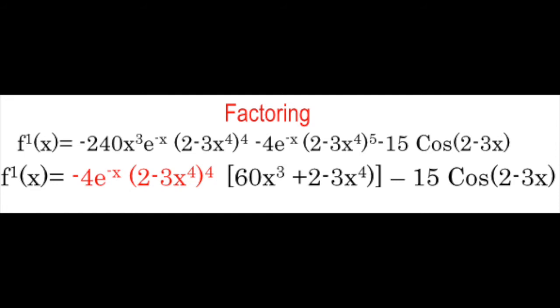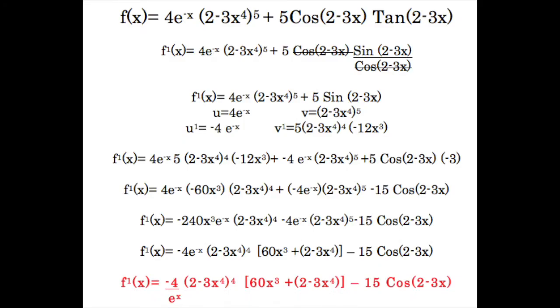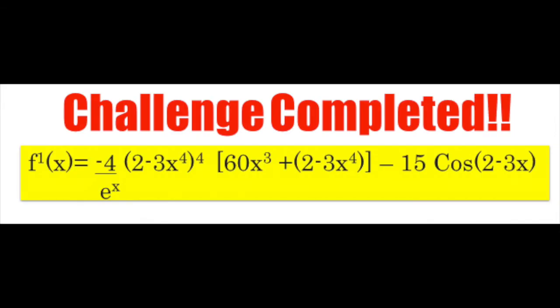Don't forget we have one parenthesis of (2 minus 3x) to the fourth. That should be included in the parenthesis, and then you close it. You should include the derivative of the trigonometric function after the parenthesis. You have completed your challenge. Last reminder, don't forget to bring down the e to the negative x, turning into the fraction 4 over e to the x in the first term.